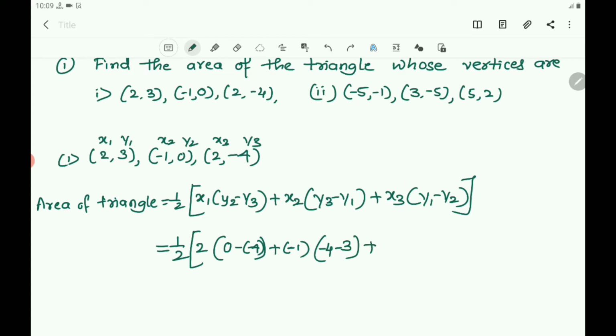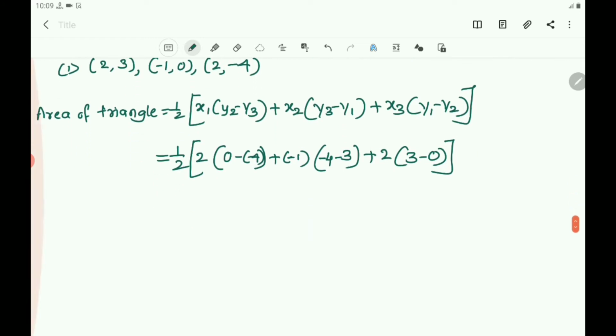What is the value of x3? x3 value is 2. So, write 2 into (y1 is 3 minus y2 value is 0). Then equals half into 2, and you solve the bracket here. 0 minus minus 4 is 0 plus 4. It is 0 plus 4 plus, you write minus 1 as it is.